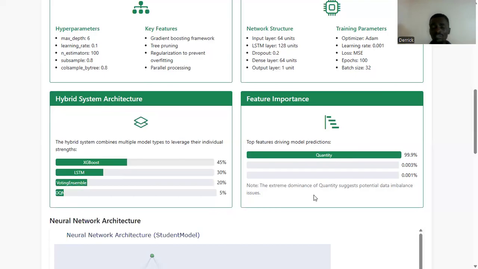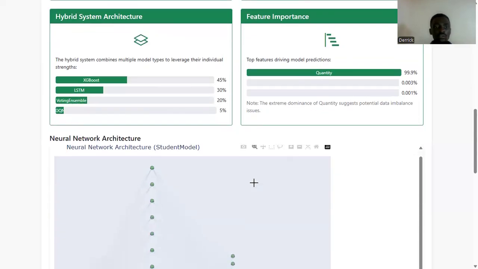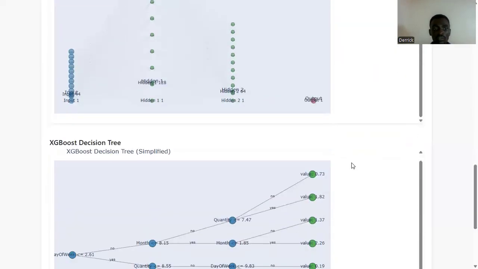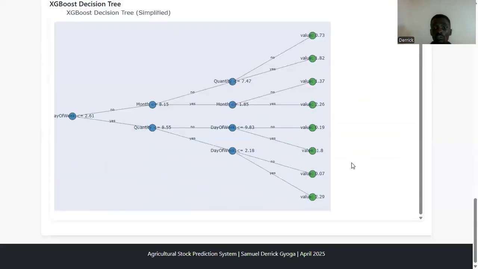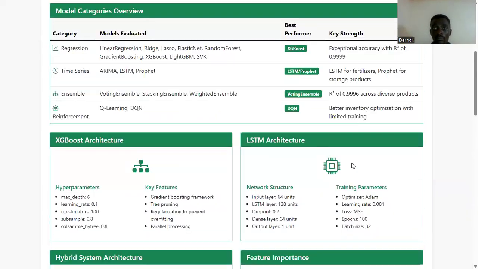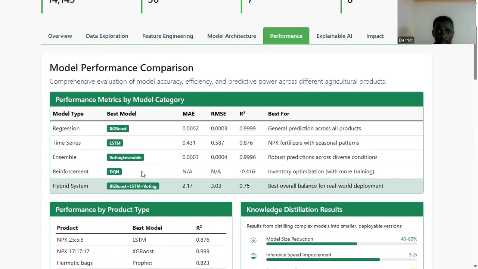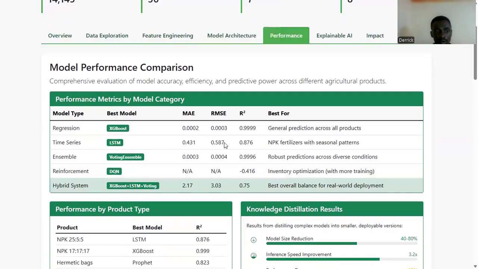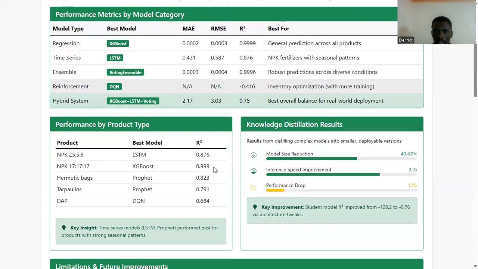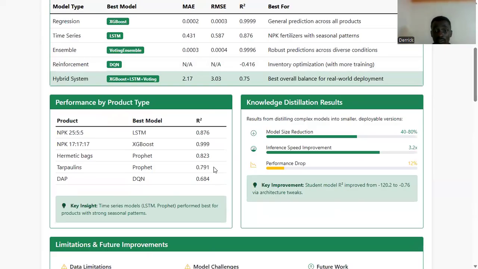Though we tried to do some feature engineering and exploratory data analysis, the data was still a bit imperfect. So this requires us to train these models more and more and continue improving them with time to make very, very confident and accurate predictions. And then our performance, this is our table of how all the models performed, and then the knowledge distillation results from distilling complex models into smaller deployable versions. There was model reduction, speed improvement, and performance drop.